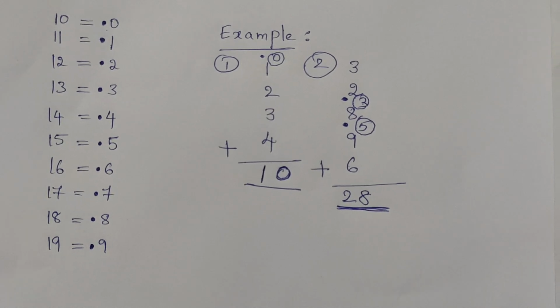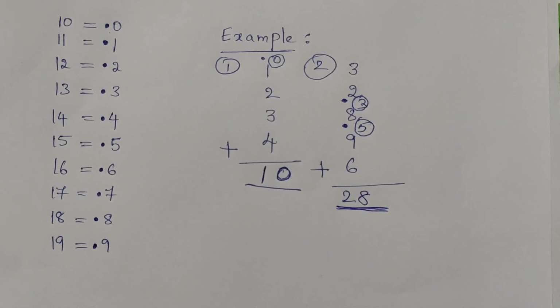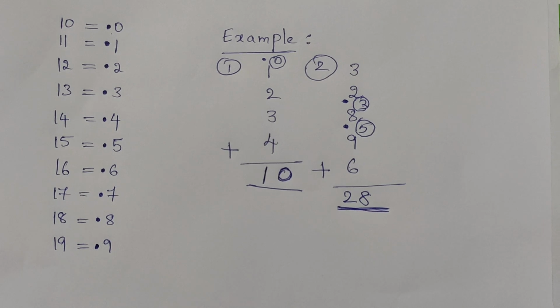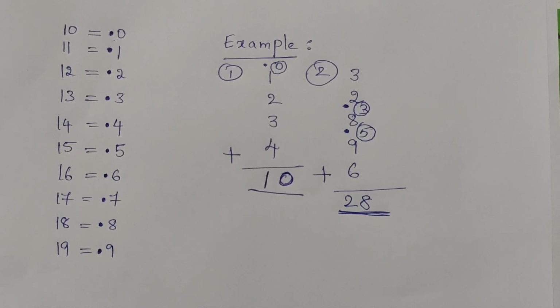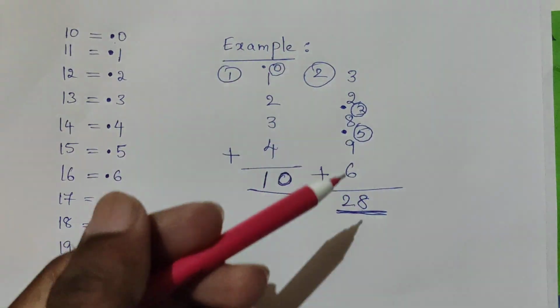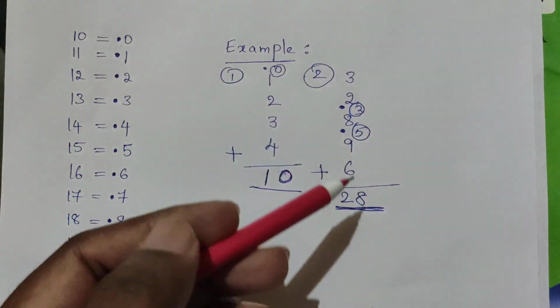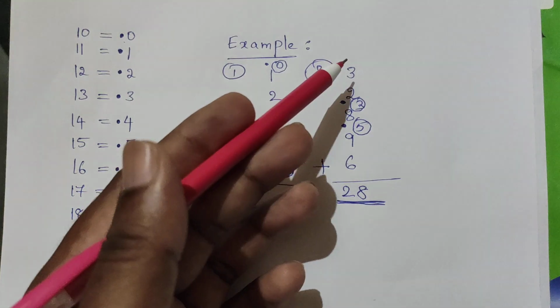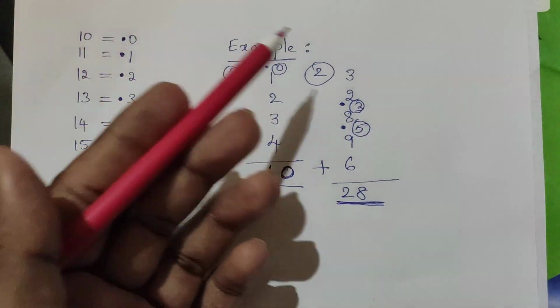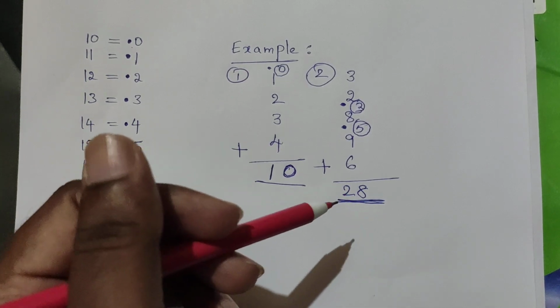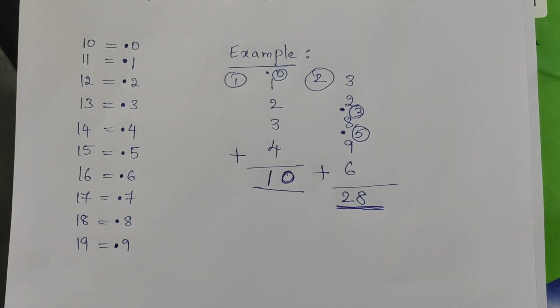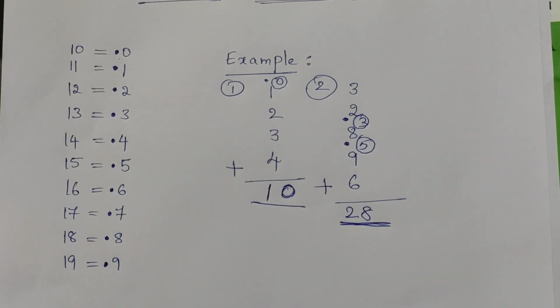In the next video I will explain double digit and triple digit addition, how to do it. We can take any number of digits, like 10, 13, 20 numbers in a column, and at a time we can add them with this addition dot method.